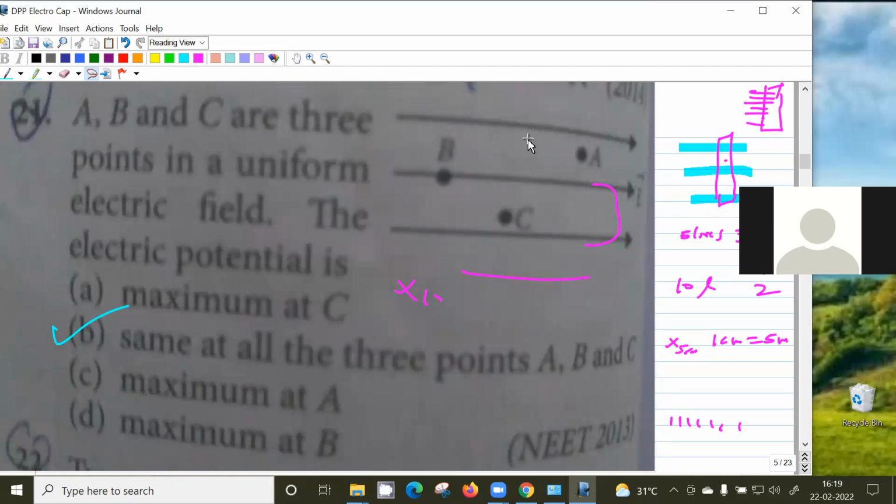Whenever it is a uniform electric field, the picture will be like this. If you take capacitor plates, the electric field between the capacitor plates is like this, no? Parallel lines. Yes, sir. And between the two capacitor plates, the electric field is constant at any point. Okay, this is like the electric field between two capacitor plates.